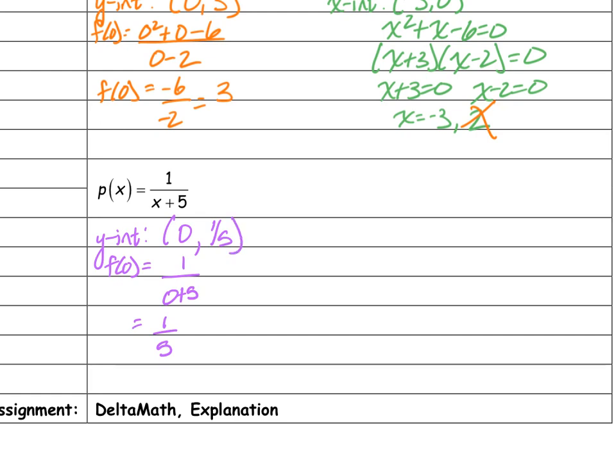And then my x-intercept is where I take my numerator, which is 1, and set it equal to 0. Well, that's not true. 1 does not equal 0. Since there's no variables, we know that's not true. So my x-intercept, there is none. No x-intercepts, because 1 cannot equal 0. Okay, that's it.